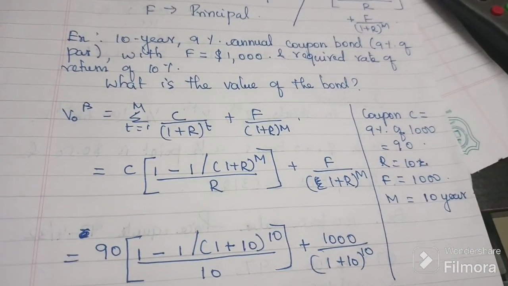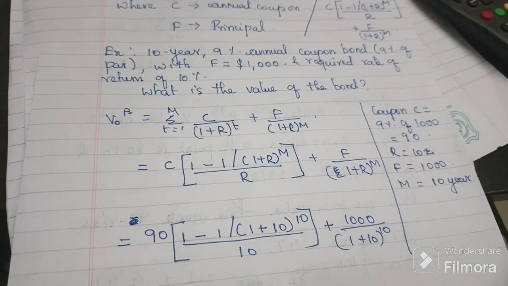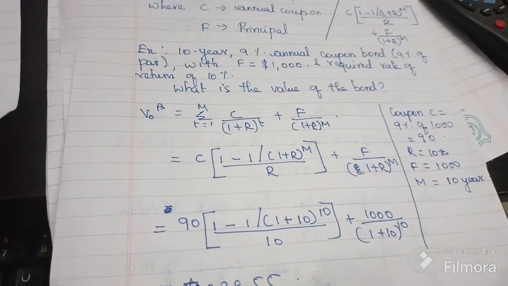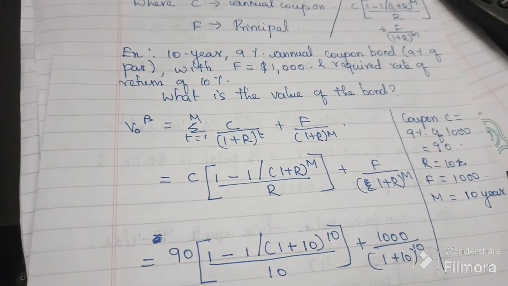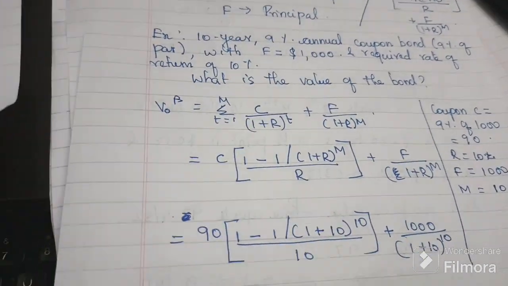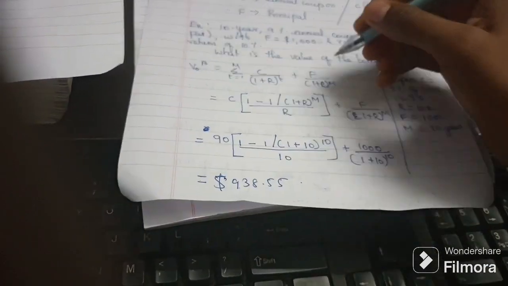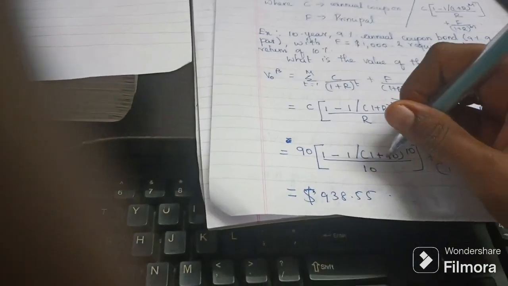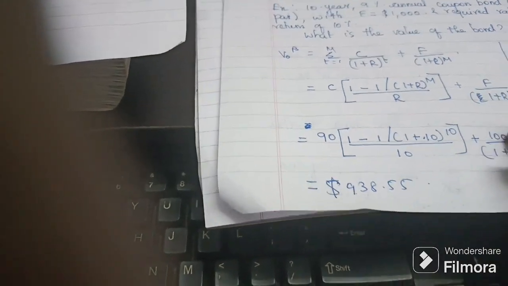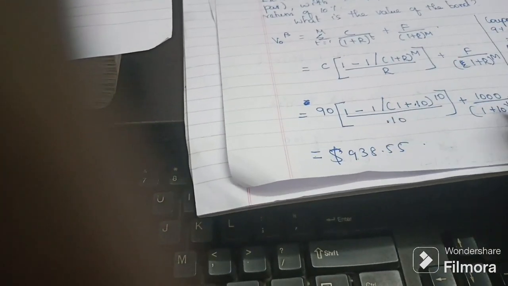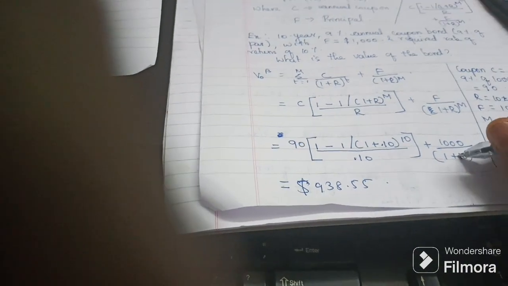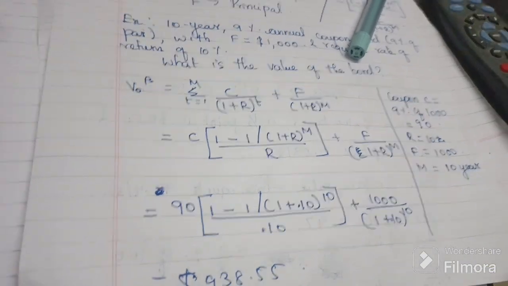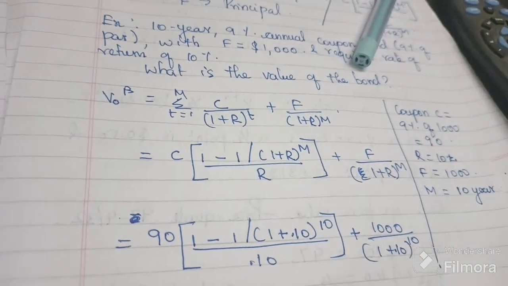In the problem I have written it as 10, but it is actually 0.10, so let me correct it now. Okay, let me proceed. So R is 10%, F is 1,000, and M is 10 years.